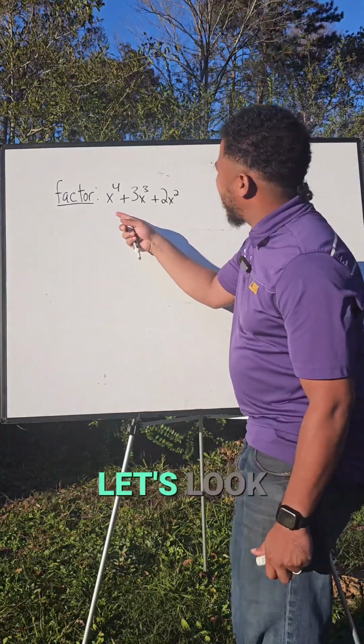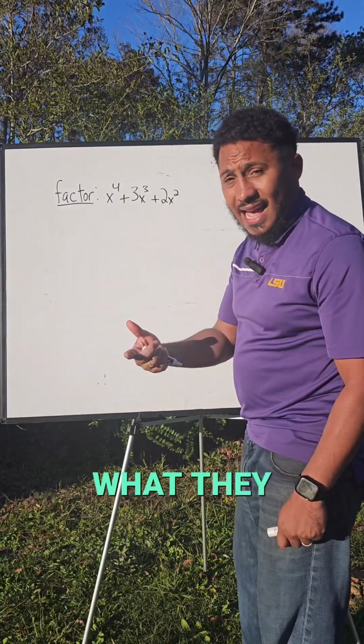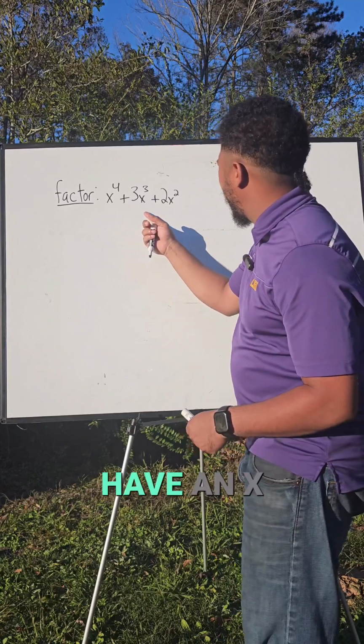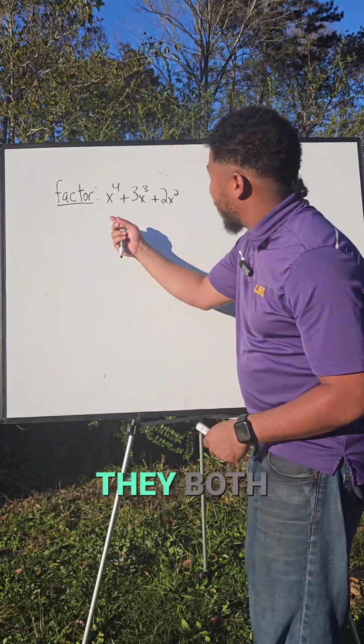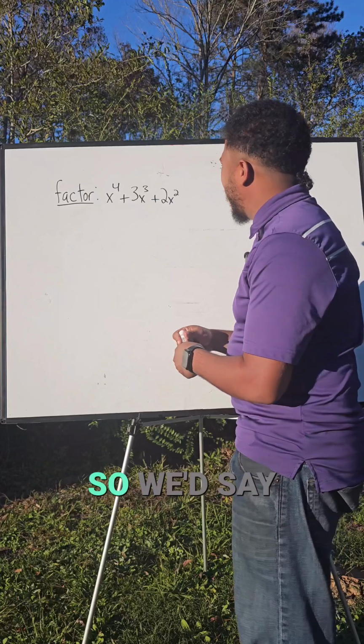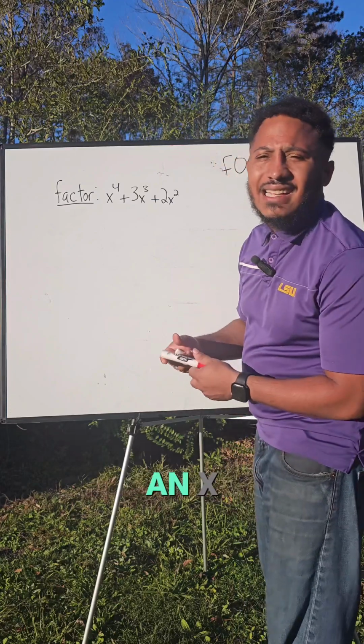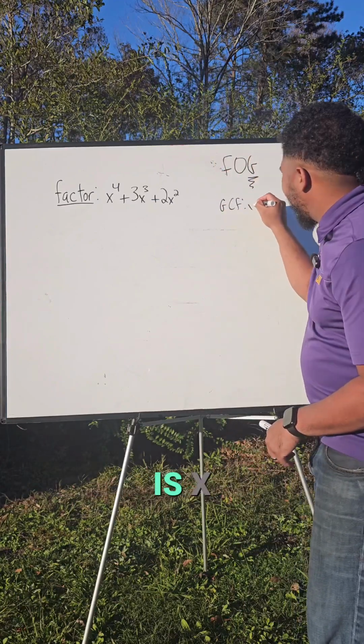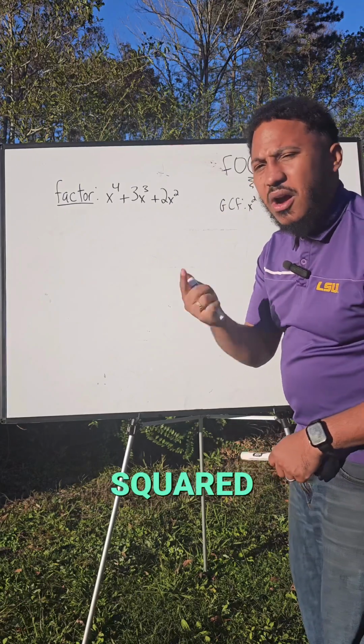So, let's look at these three terms and see what they have in common. Well, I note they both have an x. Actually, they both have at least two x's. So we'd say the GCF would be an x squared. If the GCF is x squared, let's take the x squared off of each.